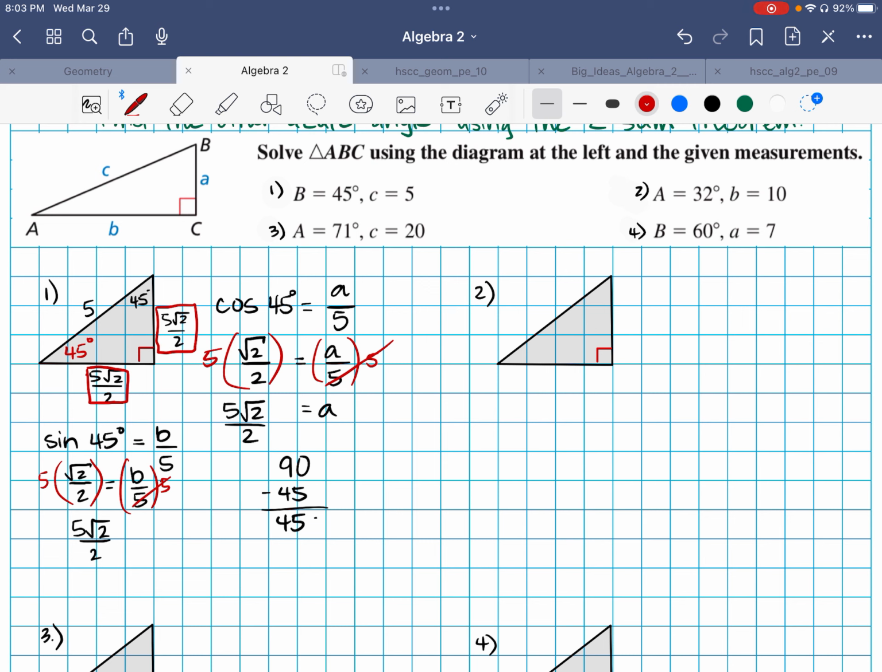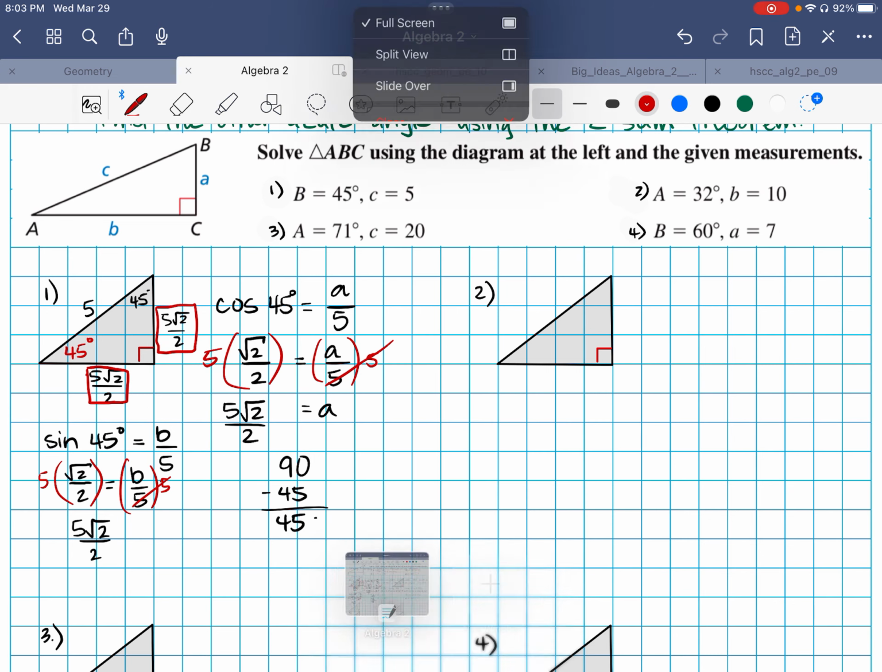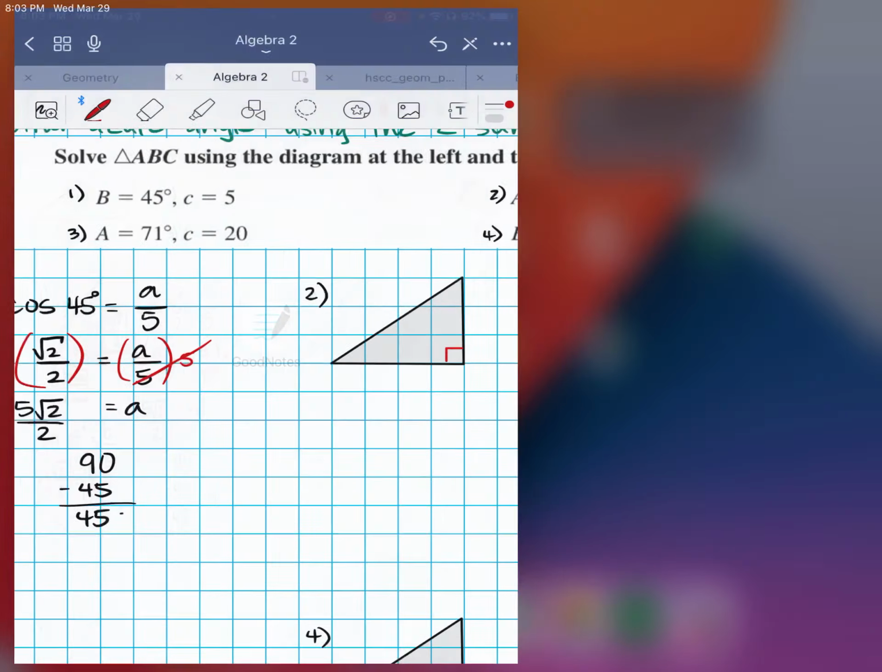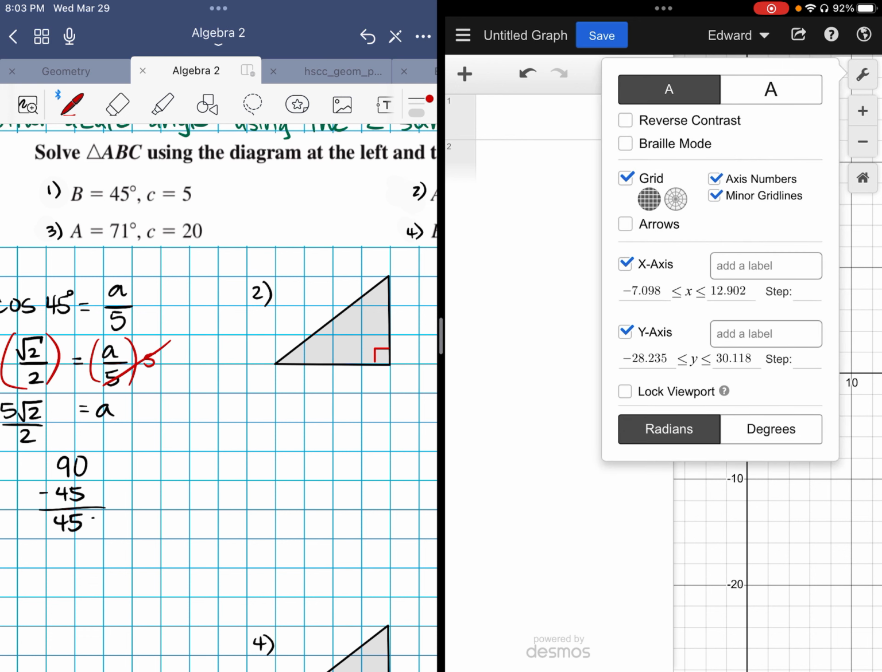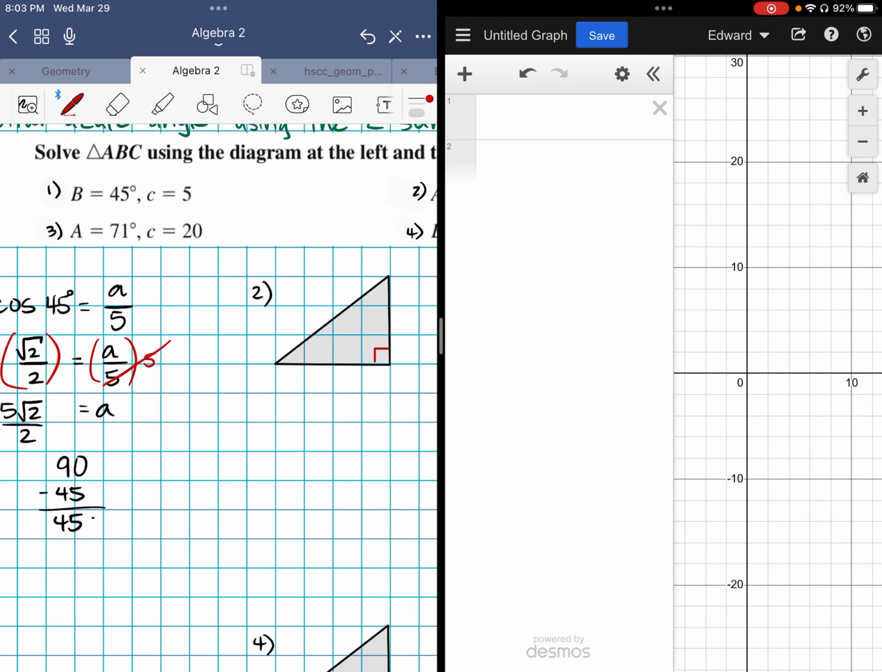All right, moving on to question number 2. You'll notice that on question number 2, the angle is 32 degrees. This usually means that we're going to need our calculator. So I'm going to do split view and open my calculator from Desmos. I'm going to hit the wrench just to make sure that it's in radians, and I'm going to switch it over to degrees. Now we're good to go. We can use that calculator anytime we need it.